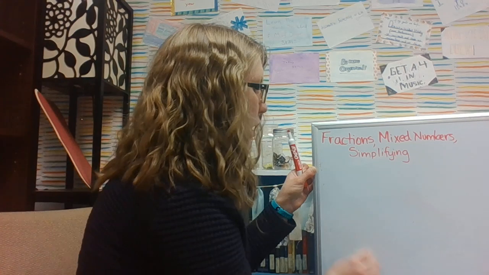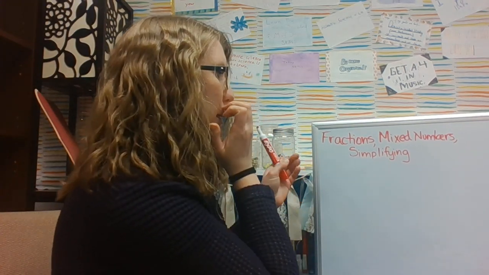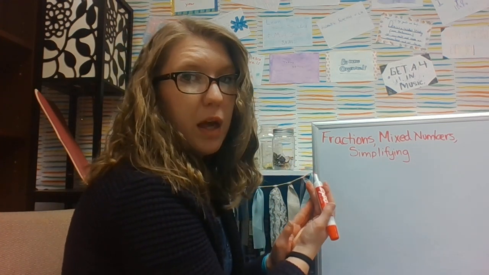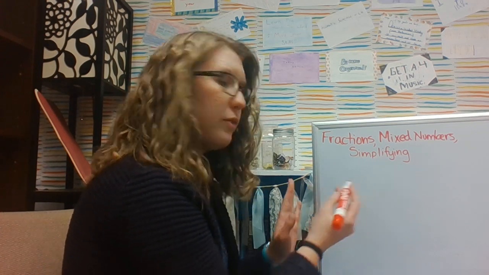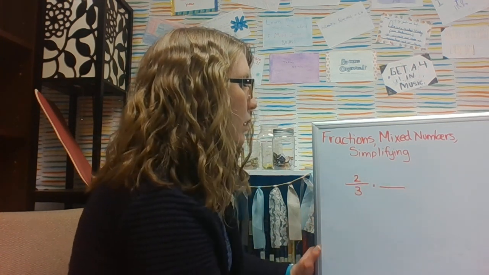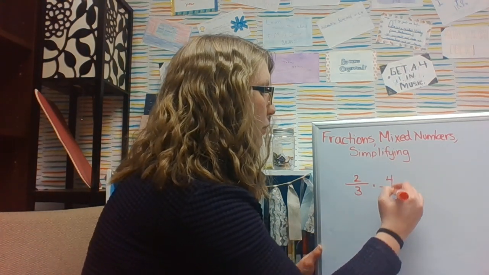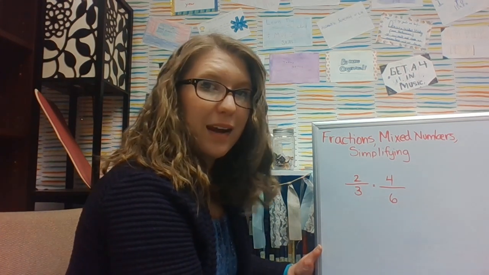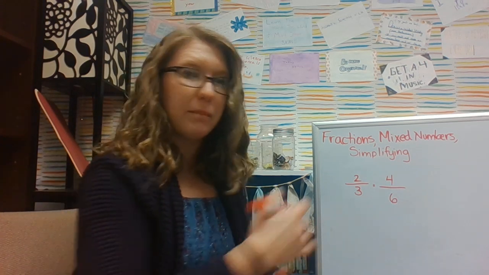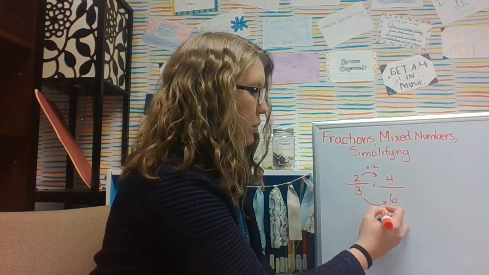When I'm thinking about equal fractions, I talked about this in the proportions video a lot, all I'm doing is making sure that I'm multiplying to get equal fractions. So if I have 2/3 and I knew that that equaled 4/6, the way I'm getting there is by multiplying both the numerator and the denominator by the same number. So 2 times 2 equals 4, 3 times 2 equals 6.